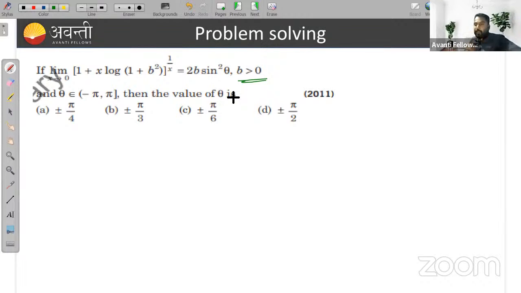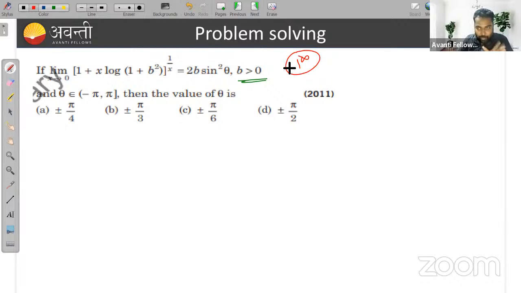What can we do? Before solving the question, before evaluating the limit, you must check what form the function is in. After putting the limit, what form are you getting, so then we can evaluate the limit. So let's check in which form the given question is. Limit extending to 0, if you put 0, 1 plus 0, this becomes 1 to the power infinity.